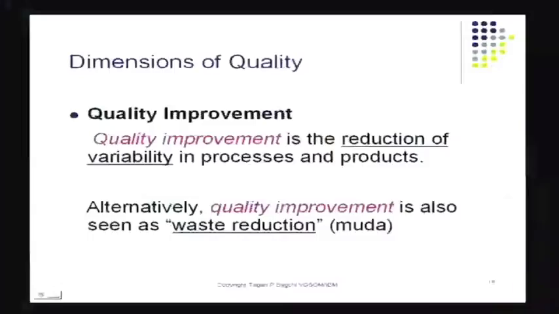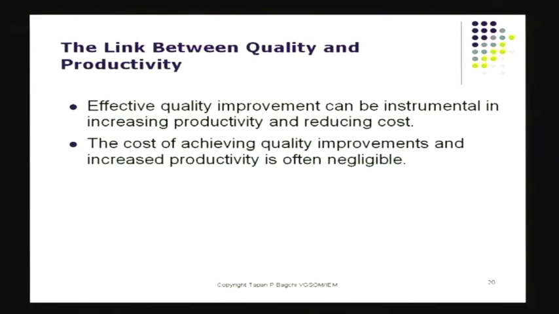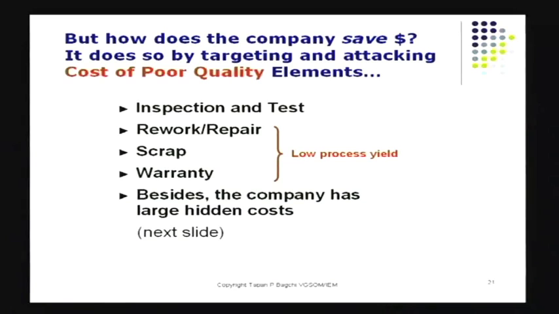The other thing is also waste reduction. If you do not have waste, again you are improving the system. There is clearly a link between quality and productivity, because if you're lacking quality, then you're producing a lot of stuff which you cannot sell in the marketplace. So that link is also pretty clear.